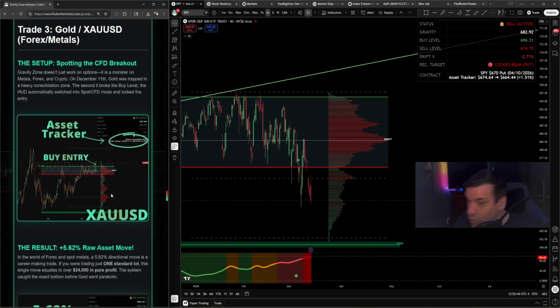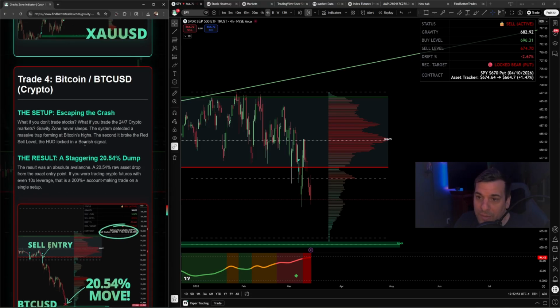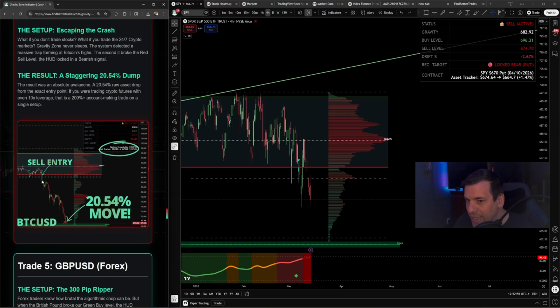Here's gold. All you gold lovers out there, there was a nice buy entry, and then boom, 5% move on gold. Wow, what an absolute, that's a crazy move on gold. And then, of course, Bitcoin. All you Bitcoin guys out there, we are actually watching a very critical level on Bitcoin at this very second as well. And that's a big time move to the downside.